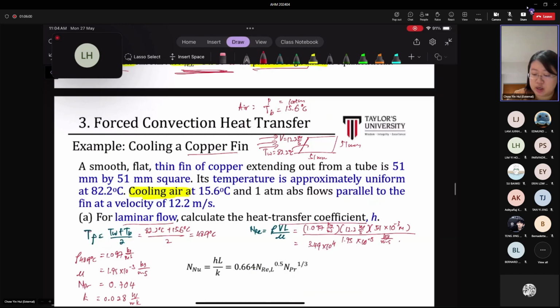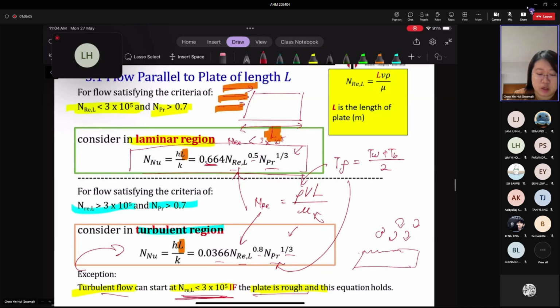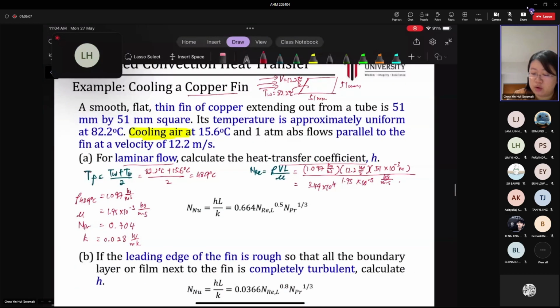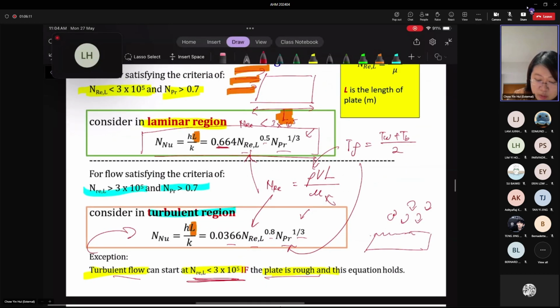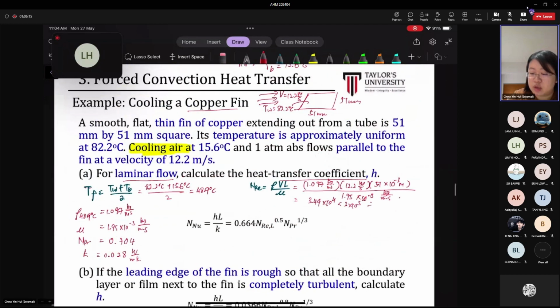So let's check whether this value lies within the range. It's smaller than 3 × 10^5, right? So that's why we can confirm that it's in the laminar flow region. Only then can you confirm that yes, we can apply this correlation here.